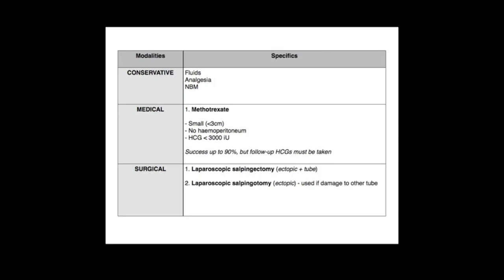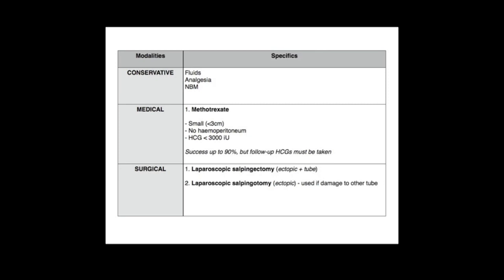However, there is a specific set of criteria for which this may be used. So, for patients to receive methotrexate, they must first of all have no altered renal or liver function, and this goes back to why we initially in our investigations measured the urea and the LFTs. There are three other conditions that are also important. The ectopic should be small, so less than 3 centimeters on ultrasound. There should be no perforation of the tube or no hemoperitoneum, and the beta HCG should be less than 3,000. If all these conditions are met, then success with methotrexate may be up to 90%, but it is very important that follow-up beta-HCGs are taken to ensure resolution.